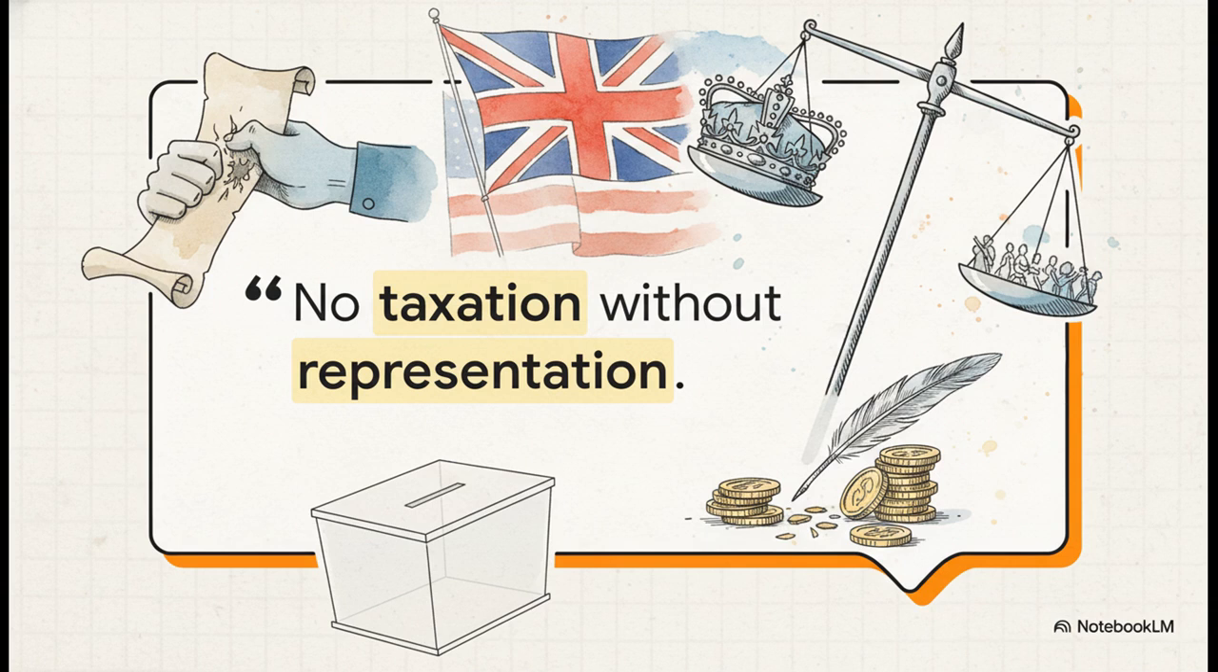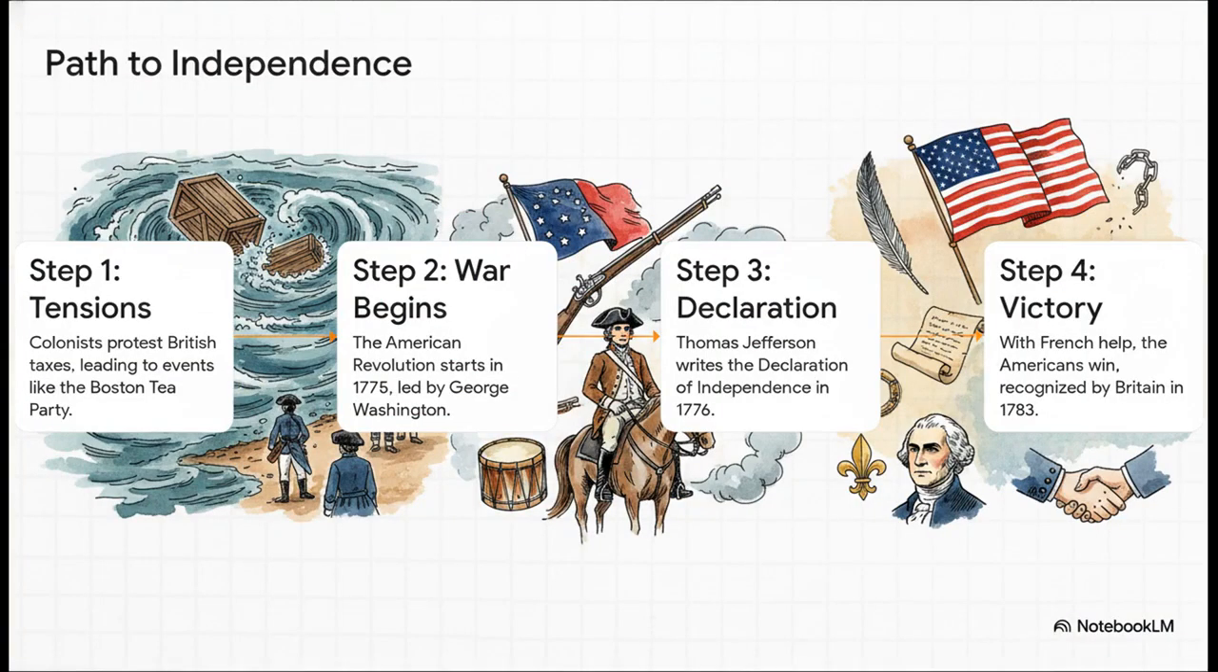So this was never just about money. It was about a core demand for fairness and the right to govern themselves. And that demand, it escalated fast. It started with protests like the famous Boston Tea Party, where they dumped a bunch of tea into the harbor. But soon, protests turned into battles, and a full-blown war for independence was on, with George Washington leading the Continental Army. Right in the thick of it all, they dropped a bombshell on the world, the Declaration of Independence.